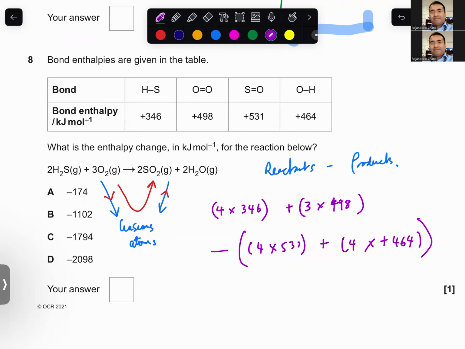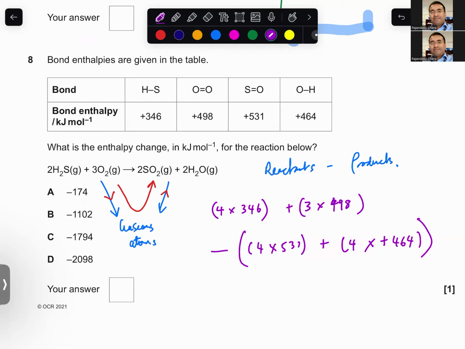Does the mark scheme support that? Yep, B. That's the beauty of using brackets in your calculator. If you don't use brackets, there's always room for error. B is the answer. Moving on.